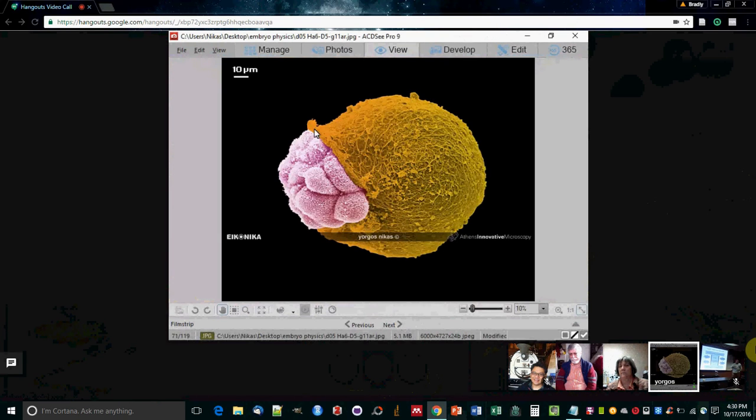And then, from the hatching point, which was first a little circle, now the embryo managed to make a long slit from there, and already a big part of the embryo is getting out.